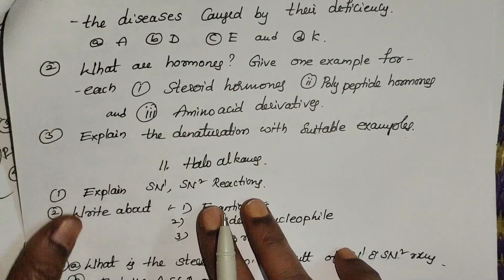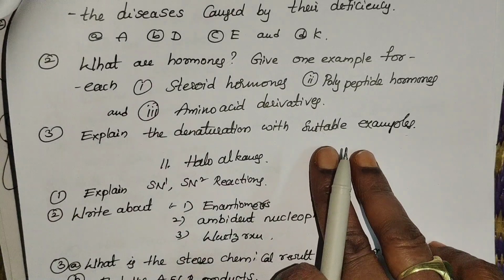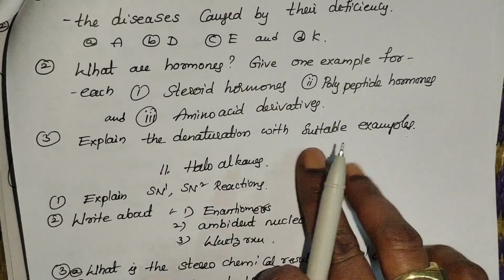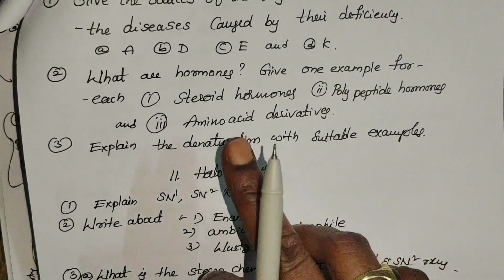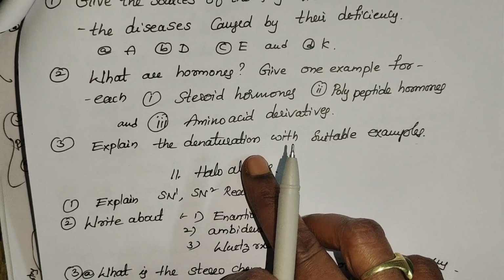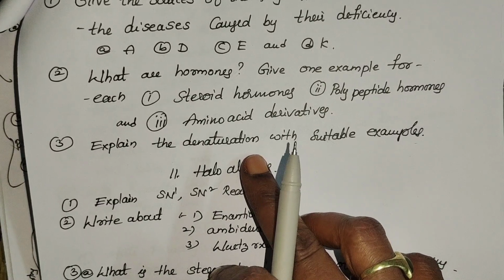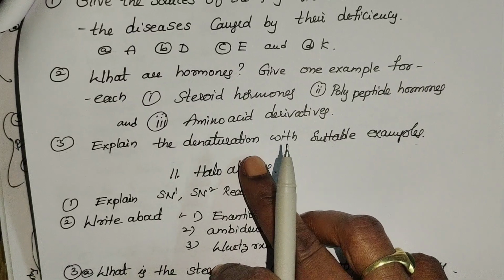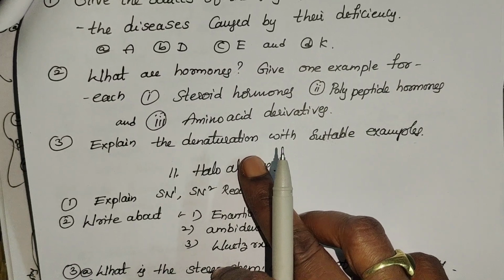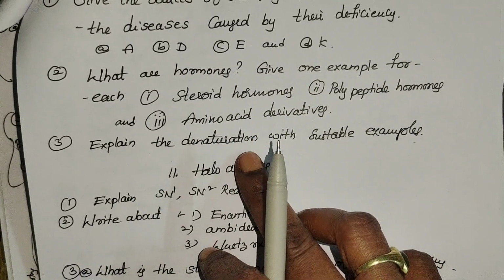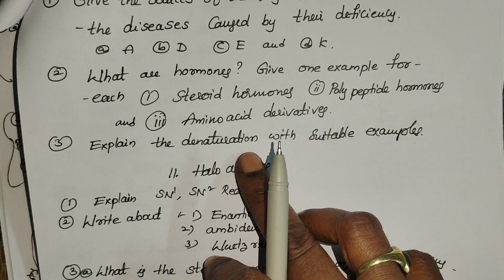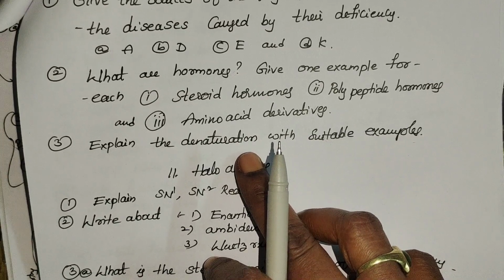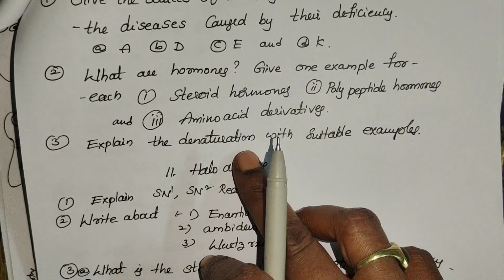Next, one more important question: explain denaturation with a suitable example. Denaturation is important for VSAQ and also important for SAQ. For VSAQ, we have to write only 2 points, enough. What is the definition, you have to write, and one example is enough for the VSAQ. But when it is SAQ, you have to write the full definition. Okay, by heating, loss of biological activity, primary structure not changed, secondary structure may be changed, like that you have to write up.